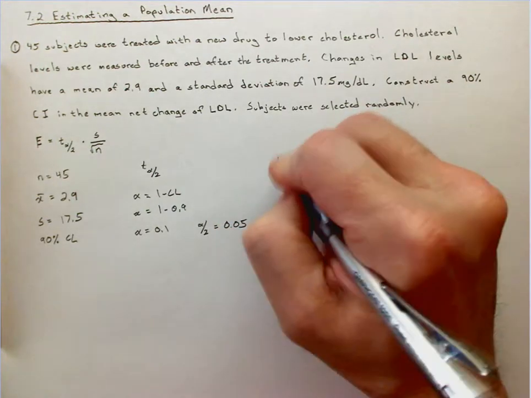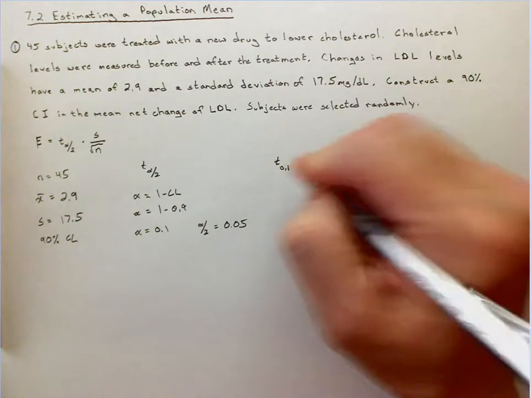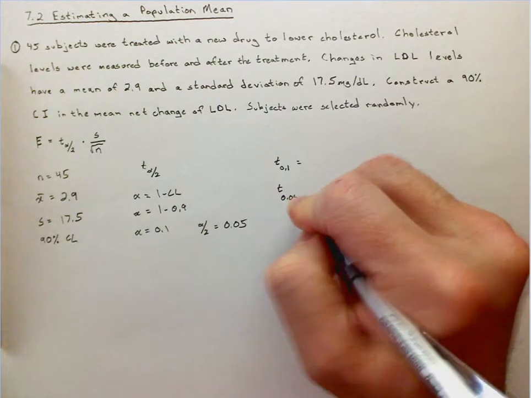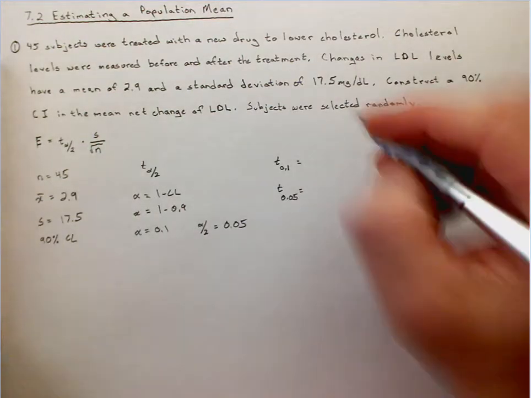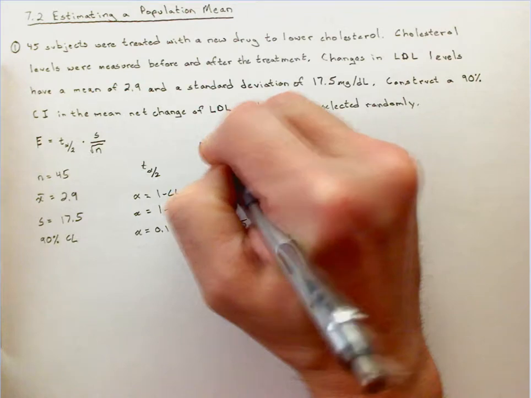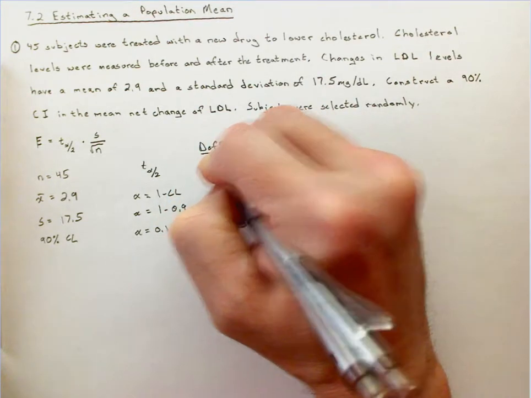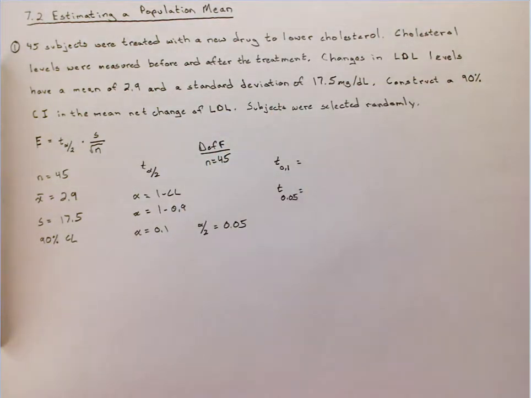So what I want to show you is that I can look up both of these scores on my table. Oh, another thing. Sorry, I needed one other thing: my degrees of freedom. It's based off of my sample size, and that was n equals 45.